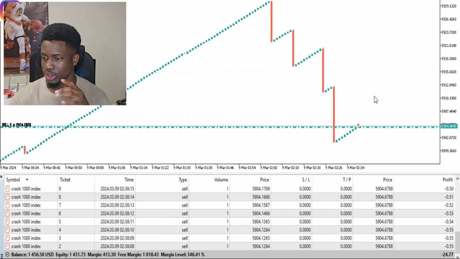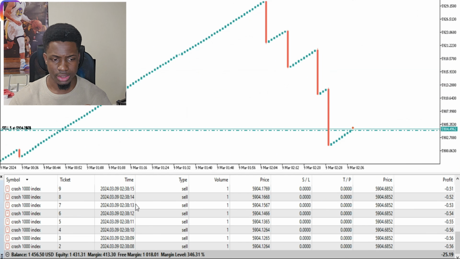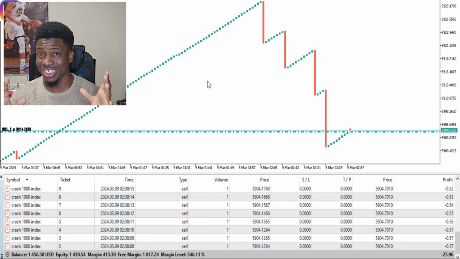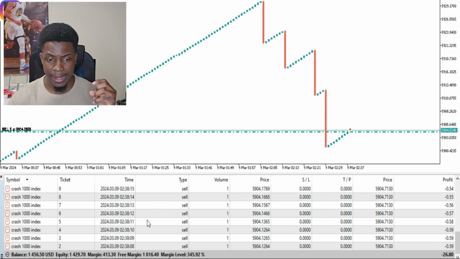It's just the wait to stack in a few spikes, and we're using a margin of about 413. Don't forget, guys, we're trading on Crash 1000. Okay, so please don't write down there what are you trading on. We're trading on a synthetic index today, and this is Crash 1000, right? And yeah, we're having a free margin of about $1,000 here, and our capital is 1.4k. Our equity currently is about 1.4k.